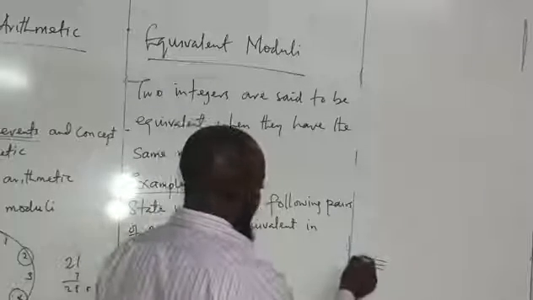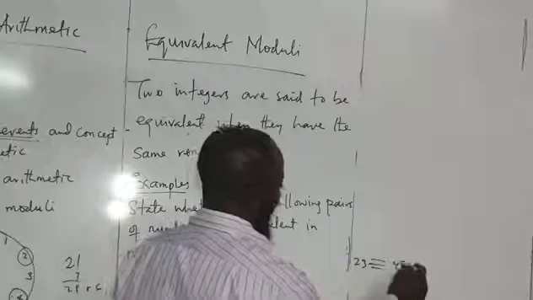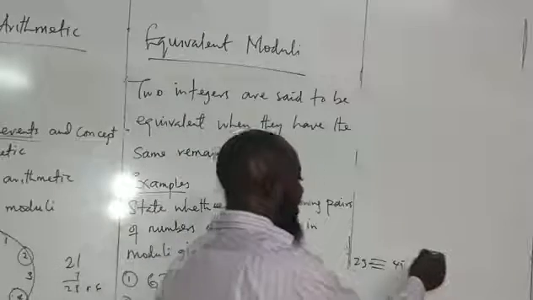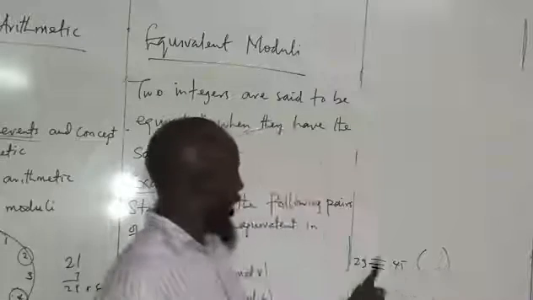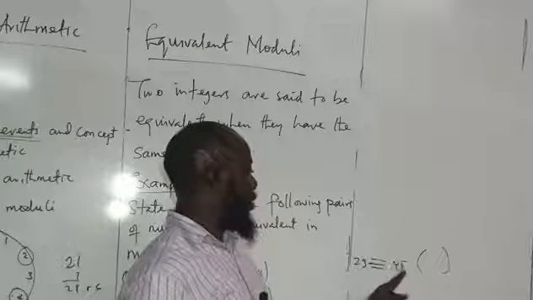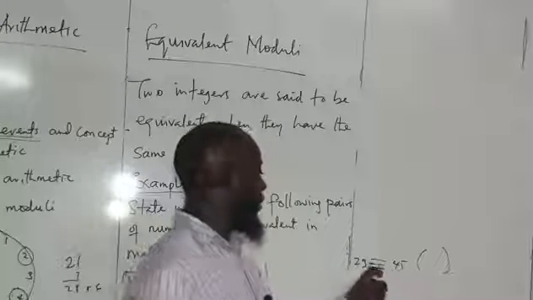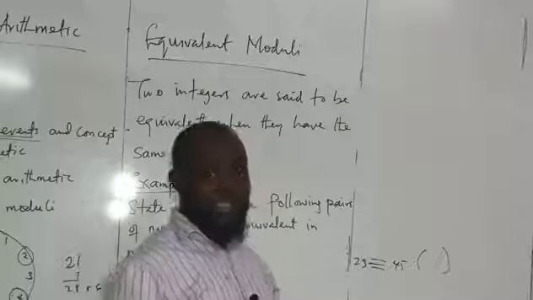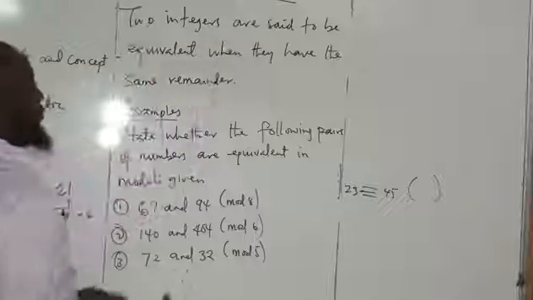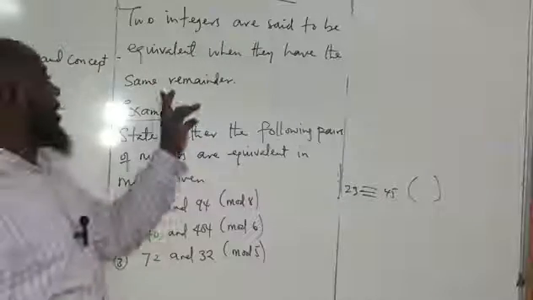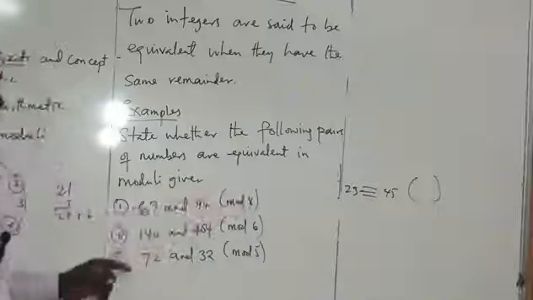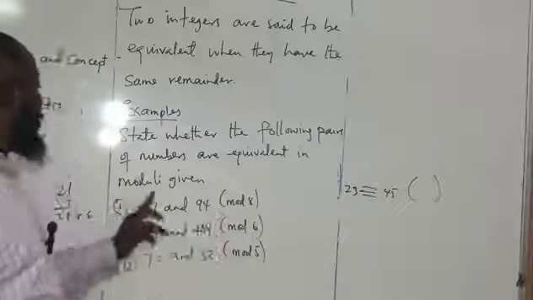For example, I have 23 here, 45 here. Are they equal? They are going to be equal if, in the mode given, the remainder of this one is equal to the remainder of this one. That means that 23 is equivalent to 45. So, just like I said, two integers are said to be equivalent when they have the same remainder. Examples: state whether the following pairs of numbers are equivalent in the modular given.